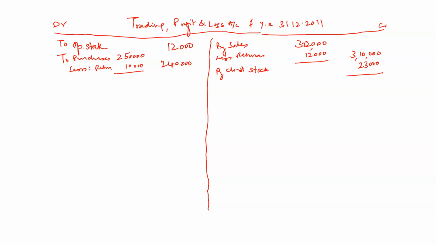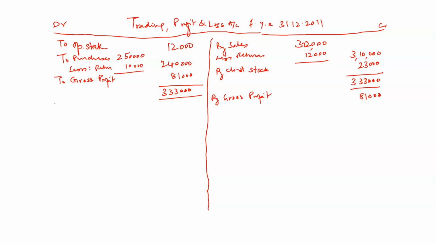So by closing the ledger, credit exceeds, so 3,33,000. The difference of 81,000 is your gross profit. This should be credited to P&L account. I'm just continuing in the P&L account. So by gross profit, 81,000.